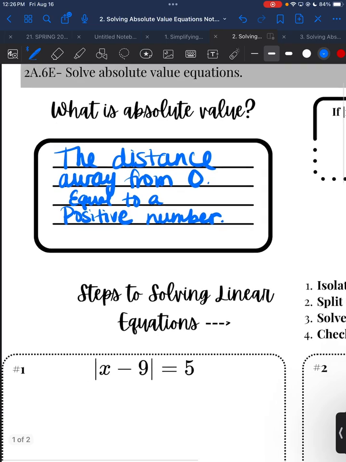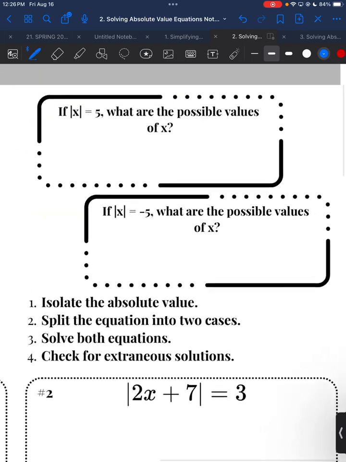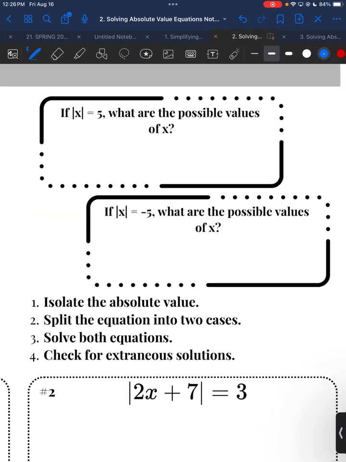It cannot be negative distance. So for example, if the absolute value of x is equal to 5, what are the possible values of x? Thinking of a number line, this is like asking what number can I put in here that has a distance of 5 away from 0? That would be a 5, and it would be a negative 5. So in other words, negative 5 and 5.